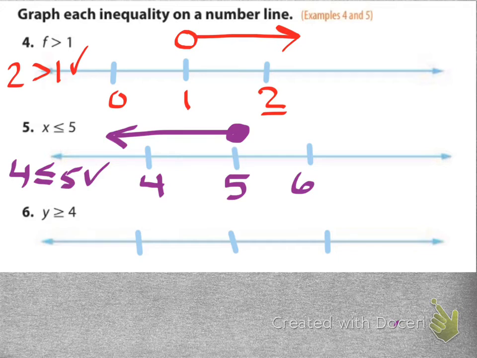All right, and our last one on these. Y is greater than or equal to 4. Go ahead and pause the video and do this one on your own. When you get back, we'll go over the answer.